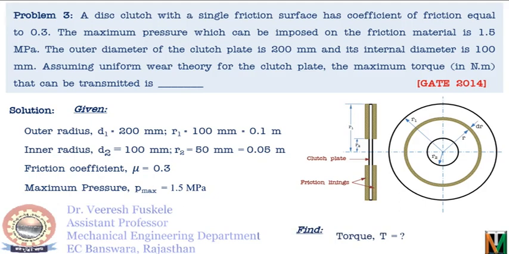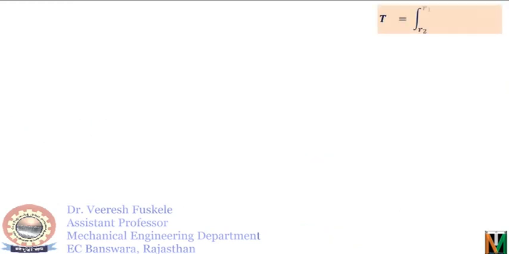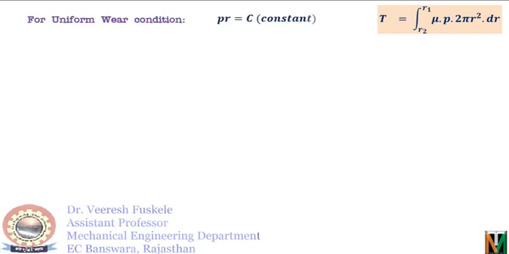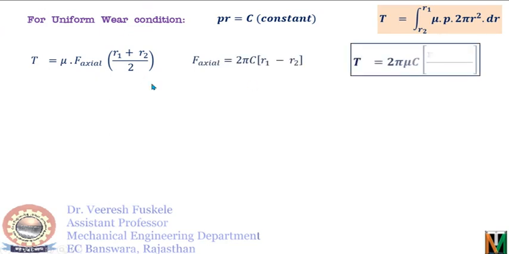So again we should proceed with the generalized equation. This is the generalized equation that you should remember. Now for the uniform wear theory, we have P into R is equal to constant as we just discussed. We also have the derived equations which we derived in the previous videos. Torque is equal to mu into F axial into (R1 plus R2) divided by 2. F axial is 2 pi C (R1 minus R2). So we will combine these two equations again to get T is equal to 2 pi mu C (R1 square minus R2 square) divided by 2.